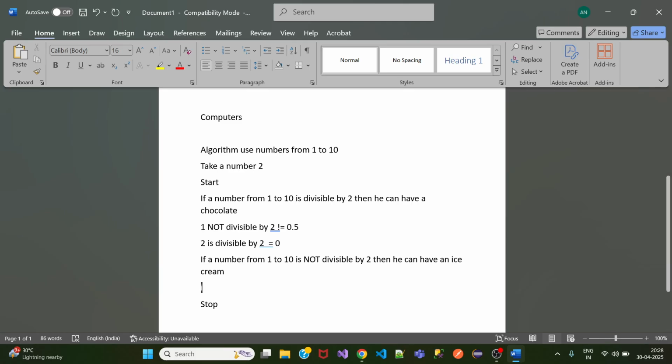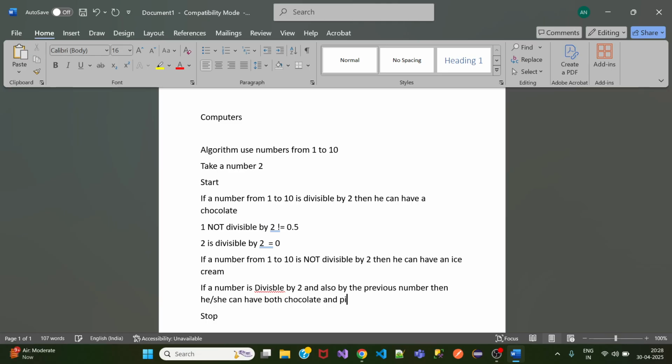And if a number is divisible by 2 and also by the previous number, then he or she can have both chocolate and pizza. Okay, let's go with pizza. I hope everyone loves pizza. I don't know.